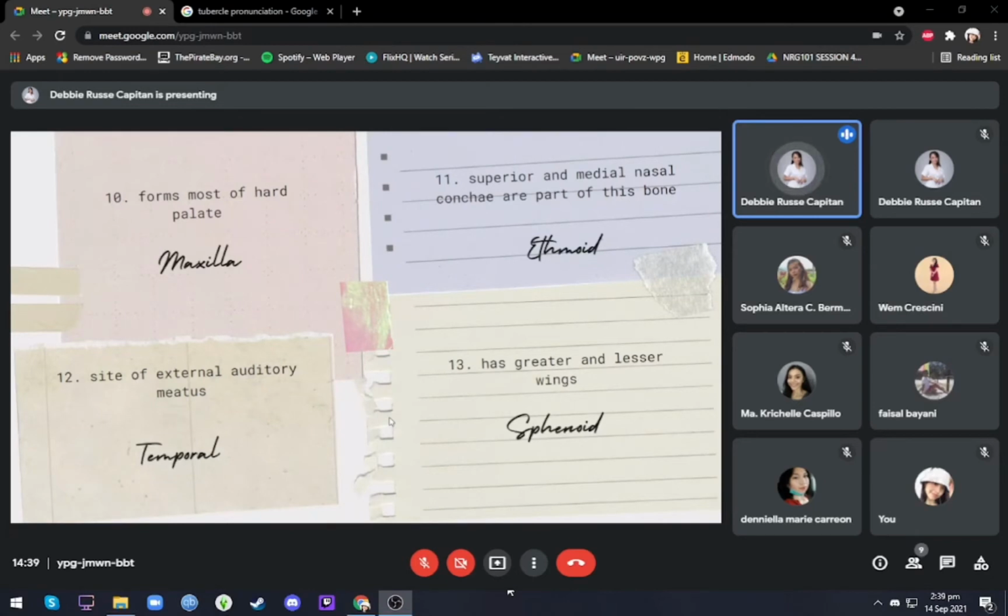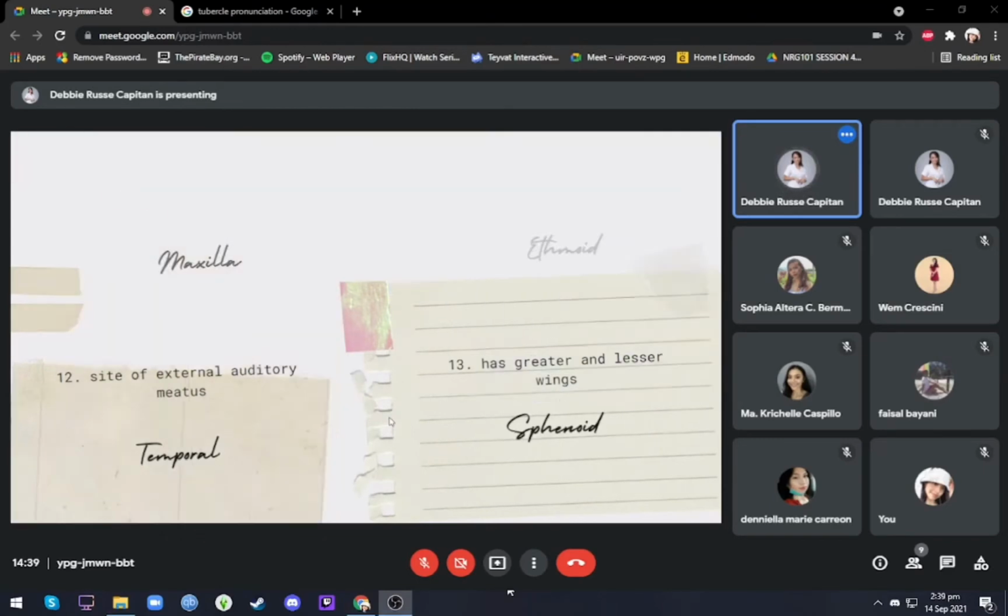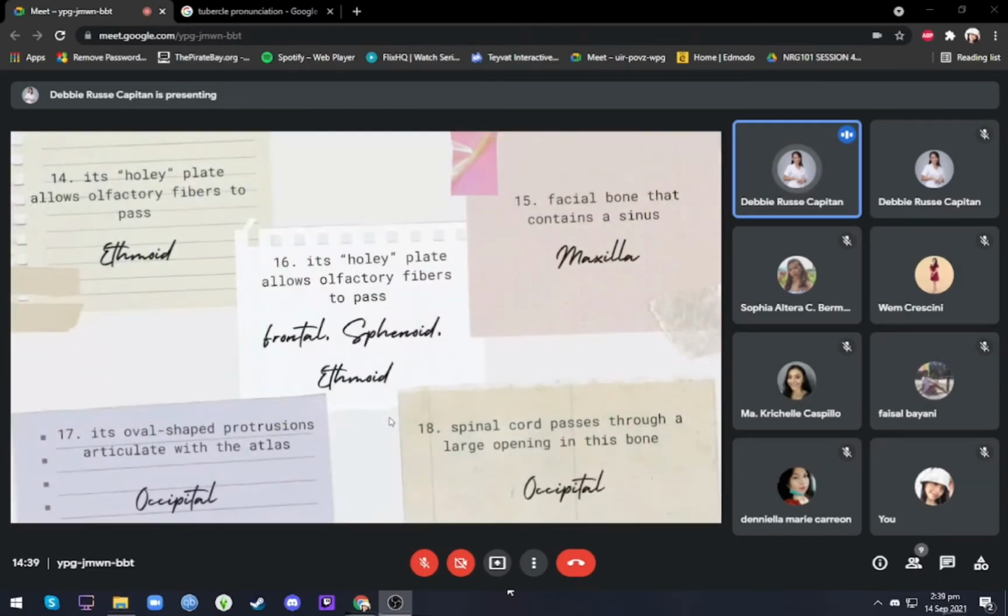Number 12, site of the external auditory meatus, the temporal. Number 13, has greater and lesser wings, the sphenoid. Number 14, its cribriform plate allows olfactory fibers to pass, ethmoid. Number 15, facial bone that contains a sinus, maxilla. Number 16, the bones containing sinuses, our answers are frontal, sphenoid, and ethmoid.